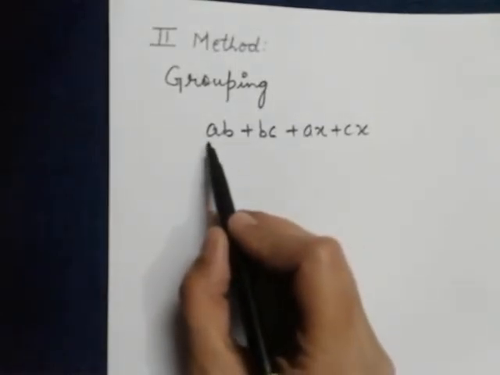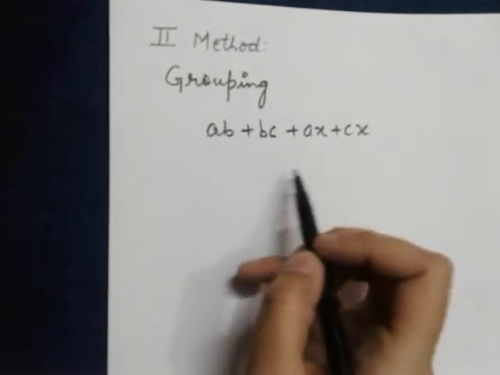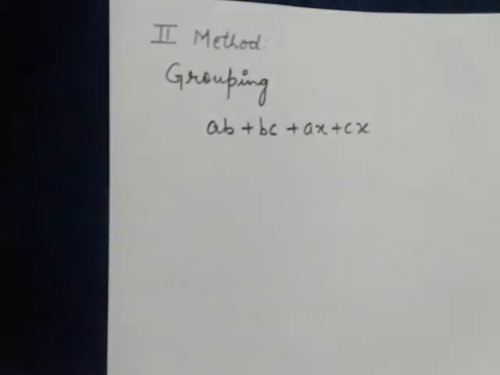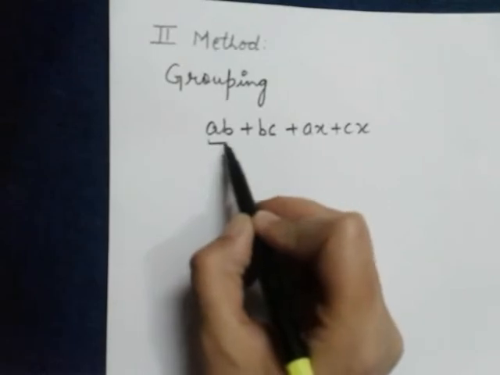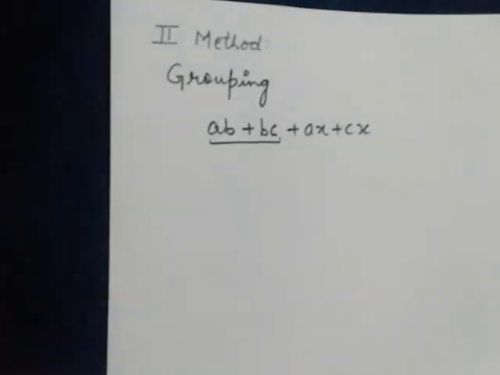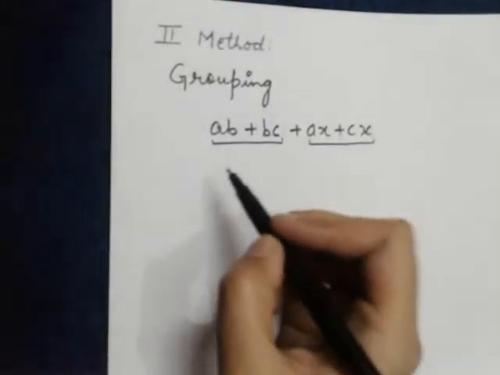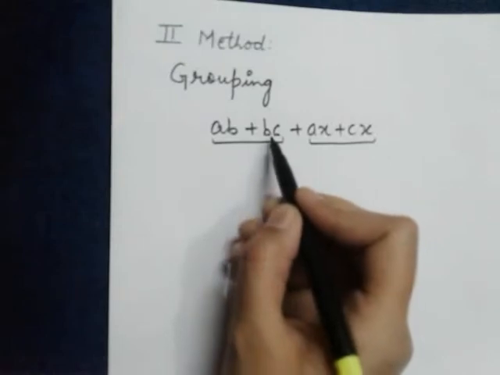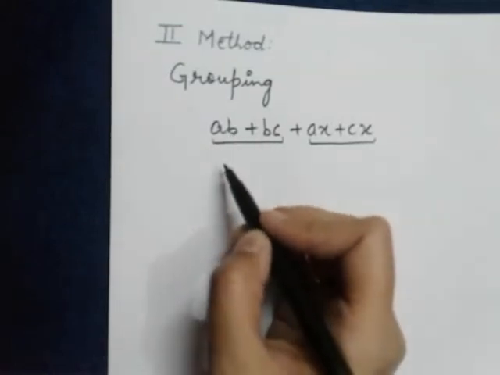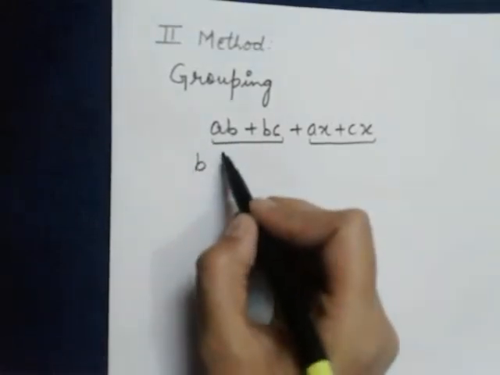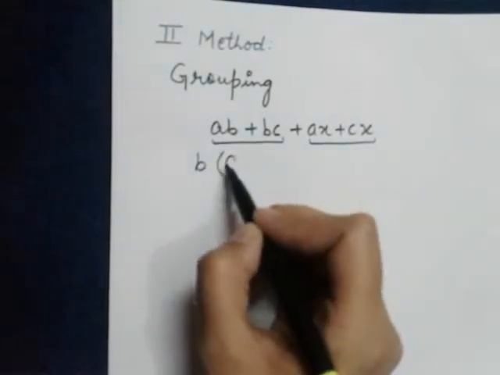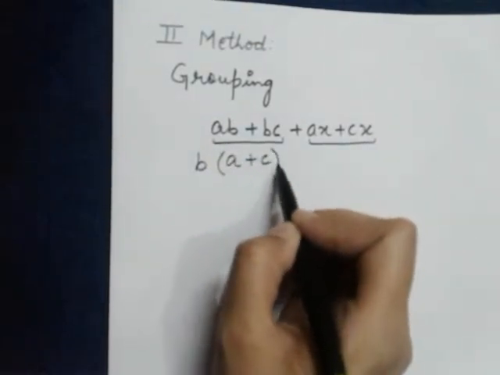The grouping can be done either of the first 2 terms or the first and third term. Accordingly, the condition is that we should get one common factor. Here, if I do grouping of these 2 terms, AB and BC are taken in one group and AX and CX in another group, then in AB plus BC, B is common. We take out B, and A is left here and C will be left here.